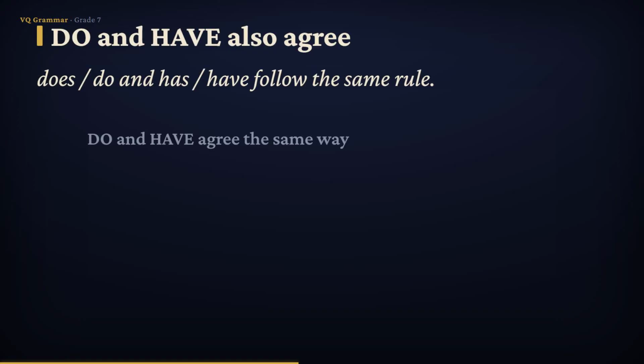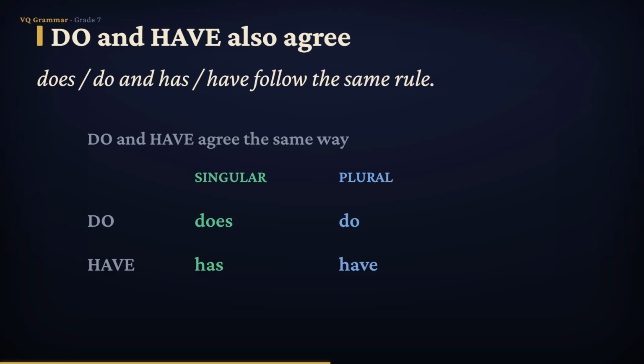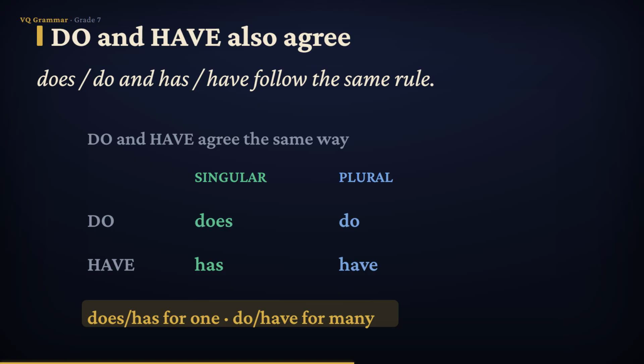The same thing happens with do and have. Let's build a quick table. Look at the singular column and the plural column. For do, a singular subject uses does, while a plural subject uses do. He does, they do. For have, a singular subject uses has, while a plural subject uses have. She has, they have. So is and are, does and do, has and have all follow one rule. Singular form for one, plural form for many.